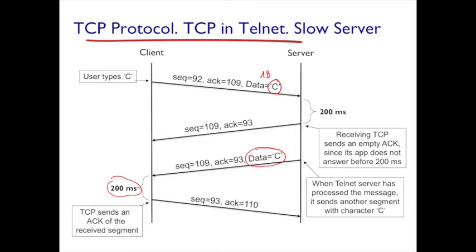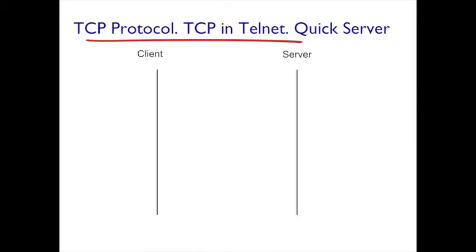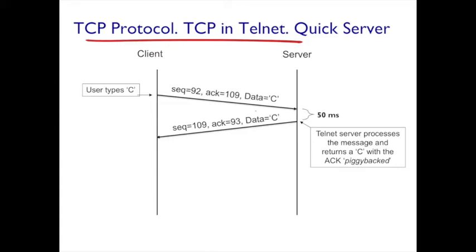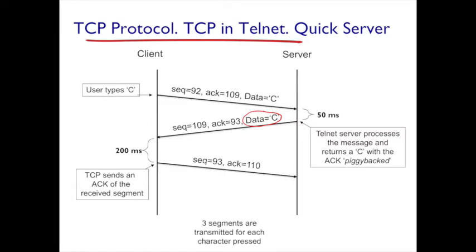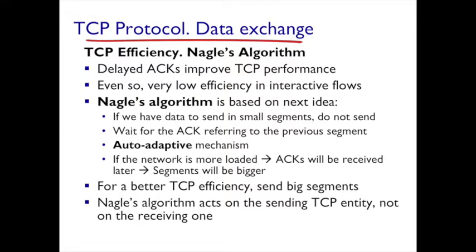Then let's look at the same example, but with a quick server. In this case, same situation, the user types C. The server starts the delayed ACK timer, but before expiring, we answer with the same data. So in this case, we have 3 messages for 1 key that is pressed. So this is the difference between a slow server and a quick server: 4 and 3 segments transmitted per character pressed.